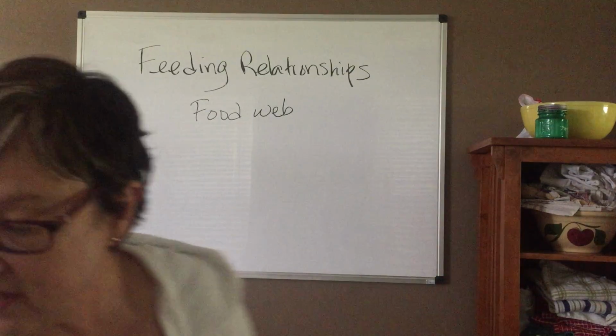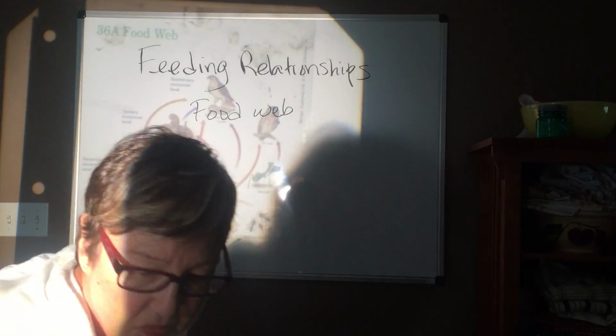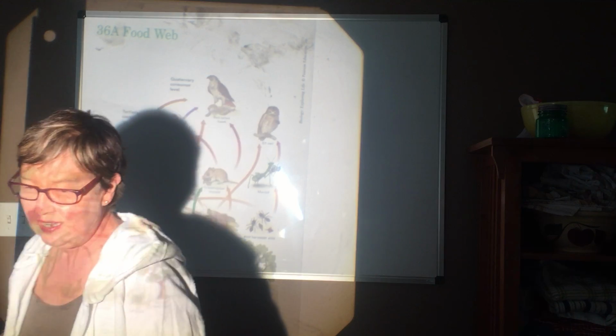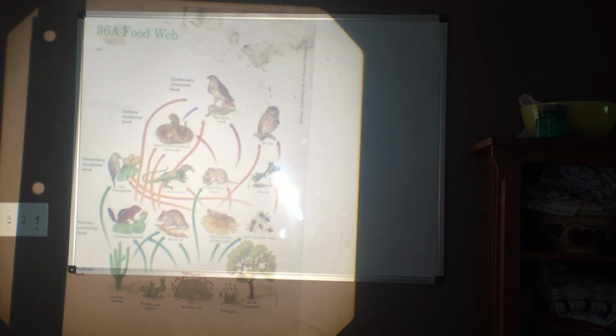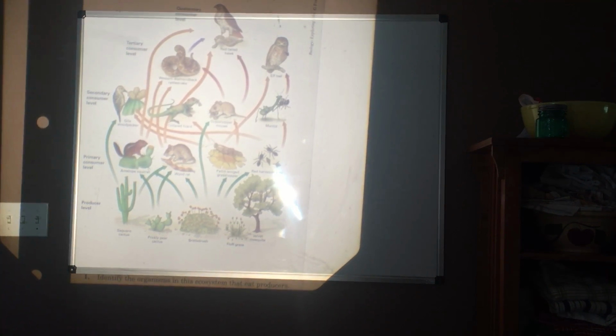So in this illustration, this is from your textbook. And let me erase some of this. This is showing you a feeding relationship in the desert. And let me move this up so you can see everything. Okay, so a number of things are pretty obvious here.